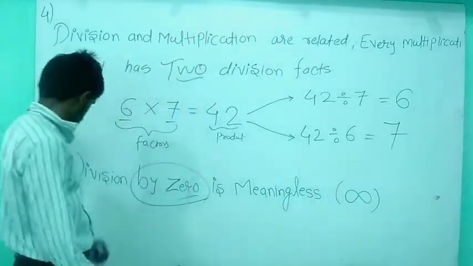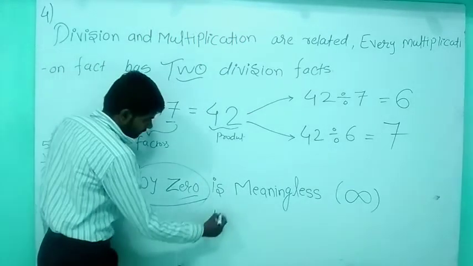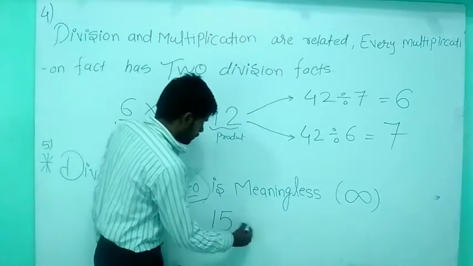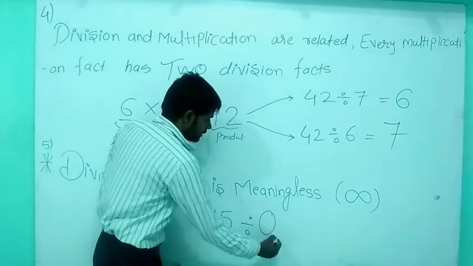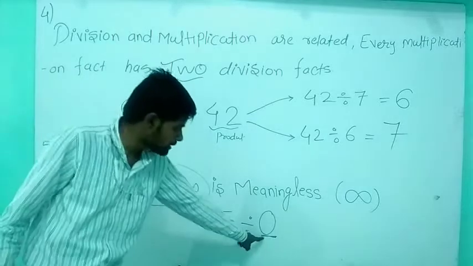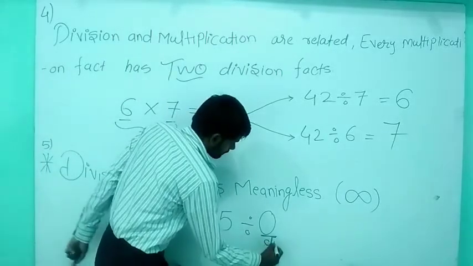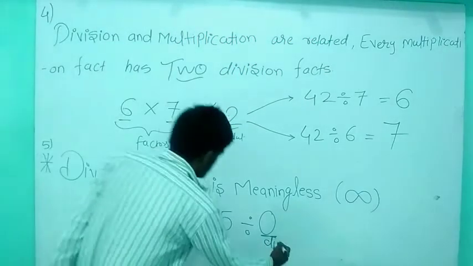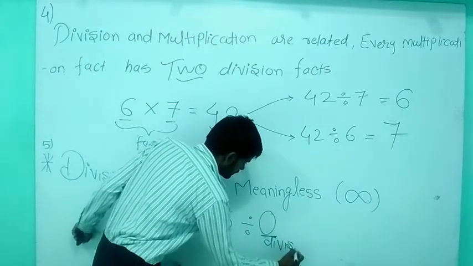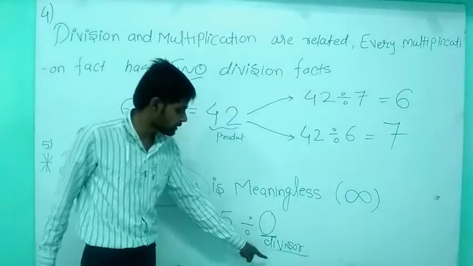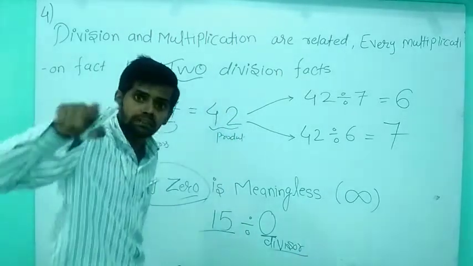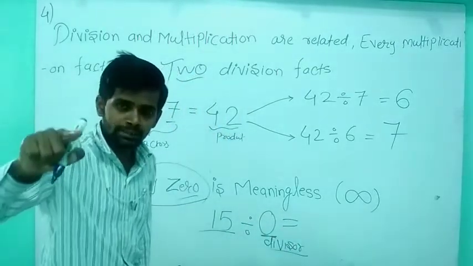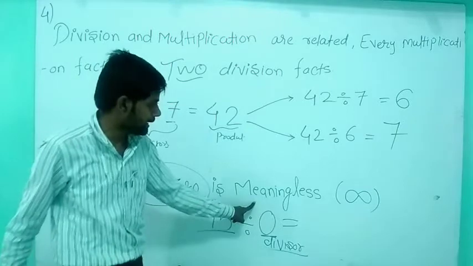So how to write? Let us suppose that I am taking a number 15. This 15 is a number and I am dividing this 15 by 0. That means the next number is your divisor. This is your divisor, it is visible in the camera. This 0 is the divisor and 15 is your dividend. In this case, the answer, that means the quotient, is always meaningless.